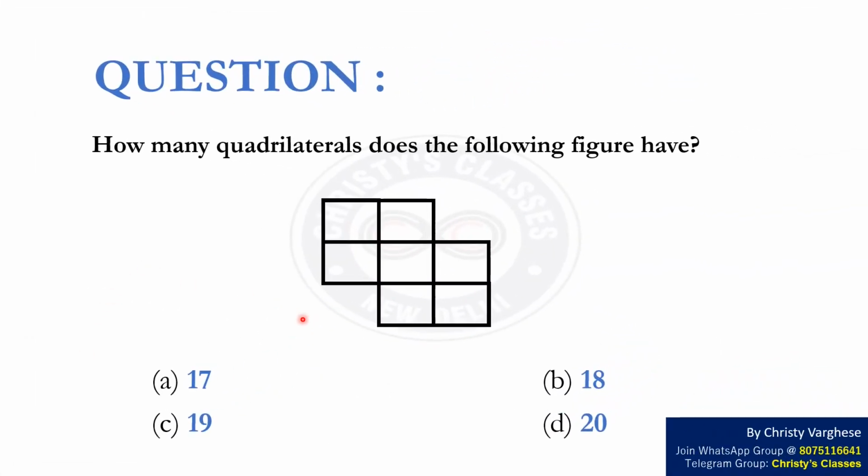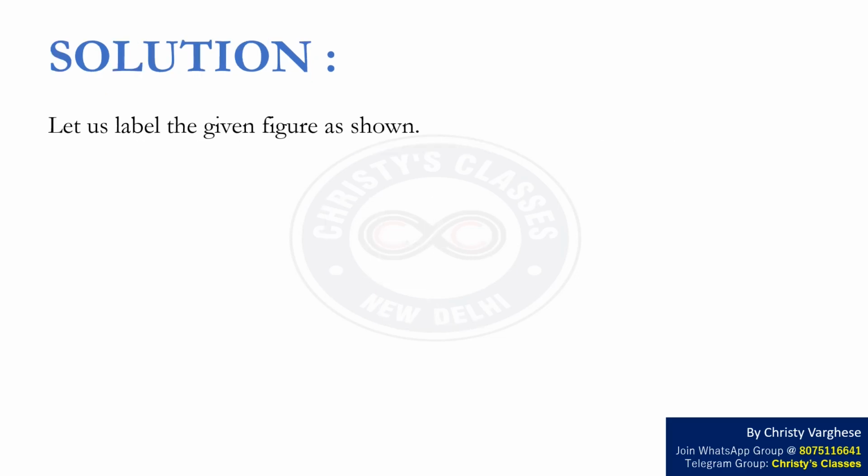Question. How many quadrilaterals does the following figure have? Options: A. 17, B. 18, C. 19 and D. 20. Solution.